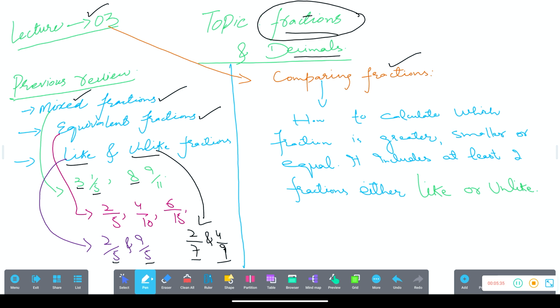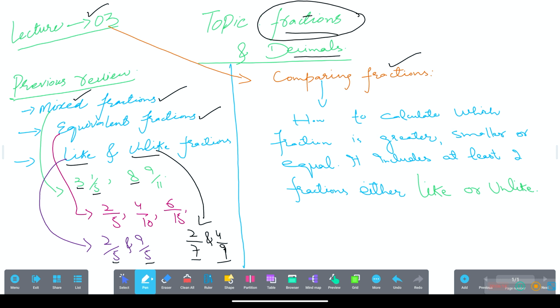First of all, we will see what we mean by comparing fractions. Comparing means to see the comparison between two or more fractions. I have just defined what we mean by comparing fractions. It means how to calculate which fraction is greater, smaller or equal. We will see among two or more fractions, which one is greater, which one is smaller, and which two or more fractions are said to be equal. It includes at least two fractions.